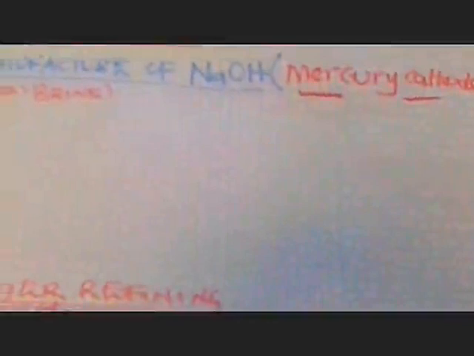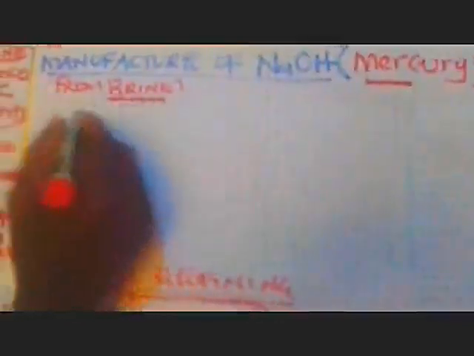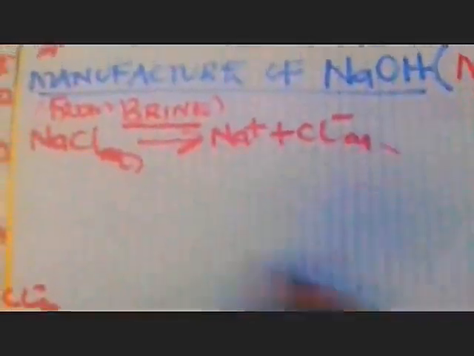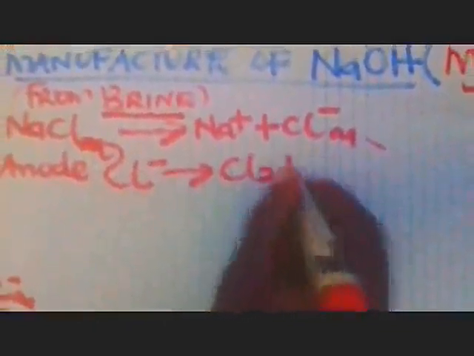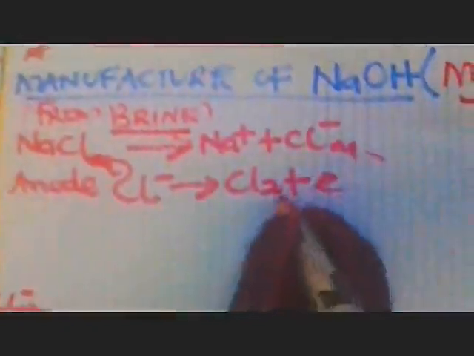Then from there, another application is what we call the manufacture of sodium hydroxide. Here we use what we call the mercury cathode cell, and we put there the brine. Our brine breaks down to form sodium ions plus chloride ions. At the anode, the chloride ions lose electrons to form chlorine gas, plus 2 electrons. Chlorine gas will be given off.